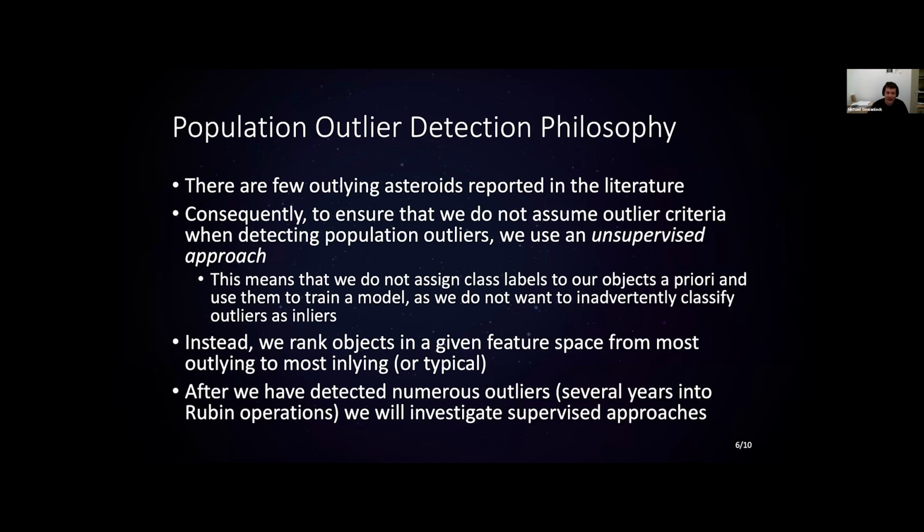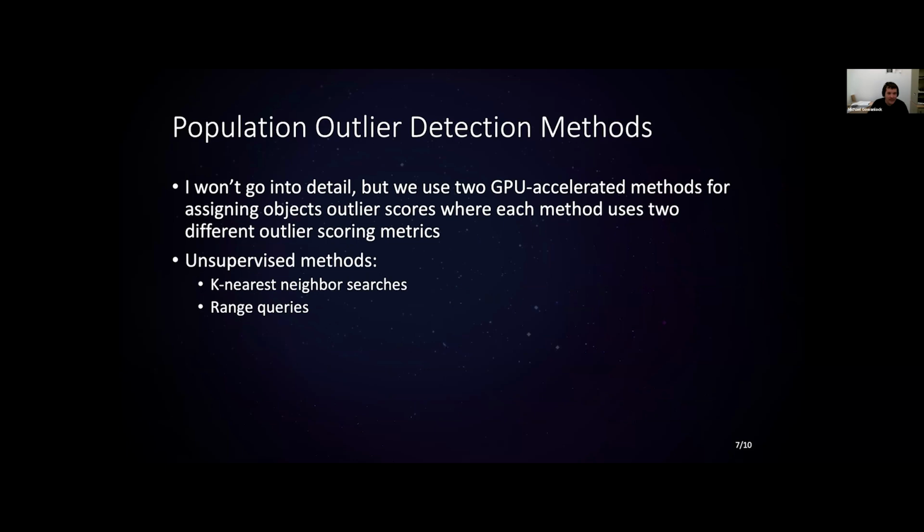Later, after we've detected numerous outliers, several years into Rubin operations, we're going to investigate supervised approaches for this problem. So I'm not going to go into great detail, but in terms of the methods themselves, we use two GPU accelerated implementations for assigning objects outlier scores. Each method uses two different outlier scoring metrics. We have k-nearest neighbor searches and range queries as our unsupervised methods, and each of those has two different outlier scoring metrics themselves. So there are 4 different scores that each object will get in each feature space.